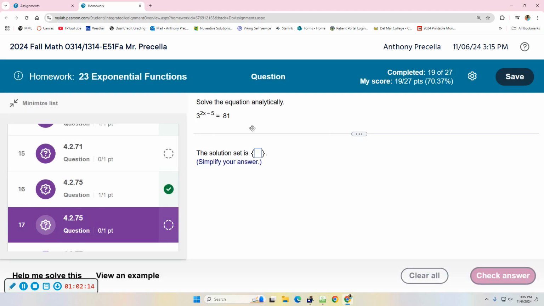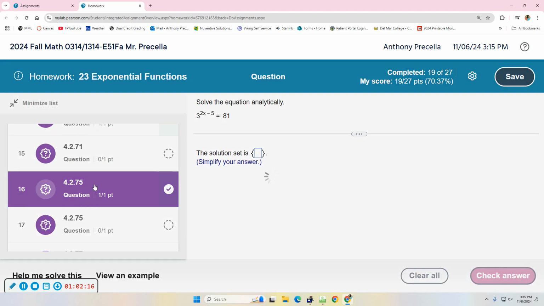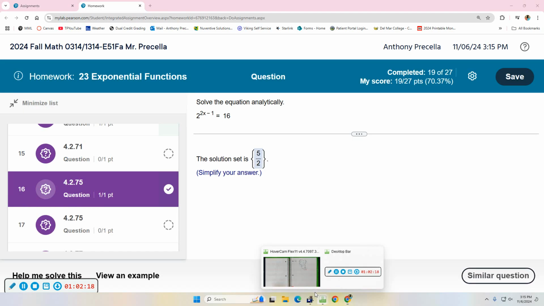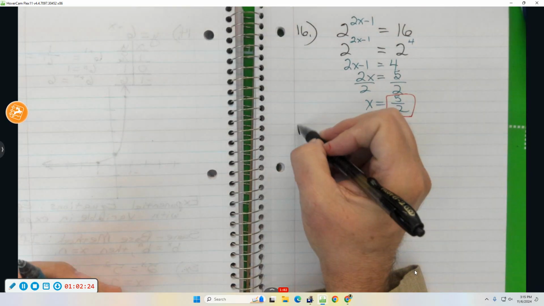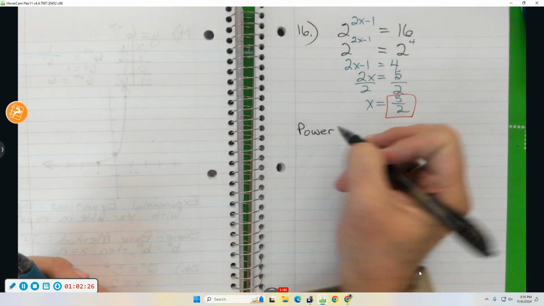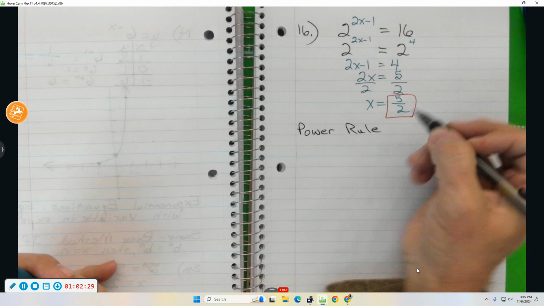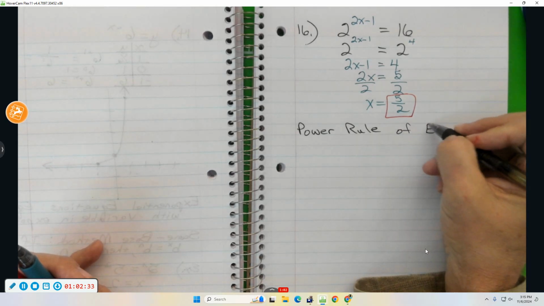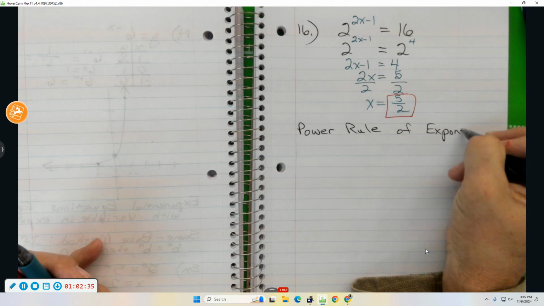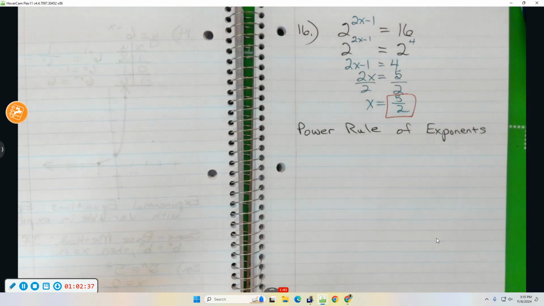Oh, wait, no, okay, we need to go back to 15, but I need to write something first. There's something called the power rule of exponents, and this is going to be important. There's a power rule of logarithms that's a direct result of this power rule of exponents. So you need to remember the power rule of exponents.